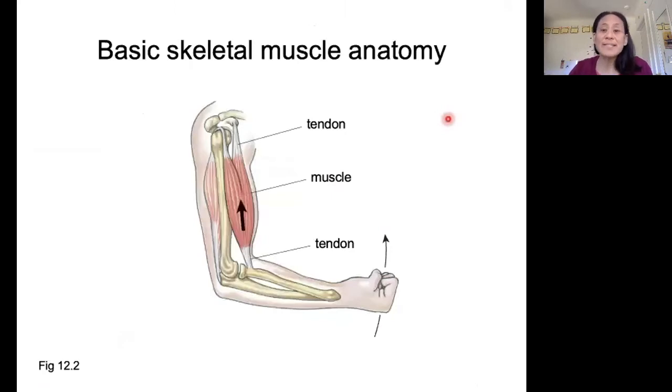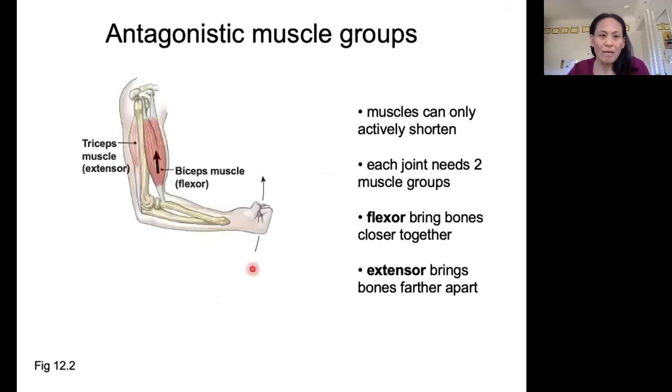Okay, so basic skeletal muscle anatomy. Actually, there's just one point I want to make in this slide, which is that muscles are attached to our bones via tendons, right? So you can see this muscle here, and you can see tendons on this end here, and one tendon on this end here. Tendons are made of collagen.